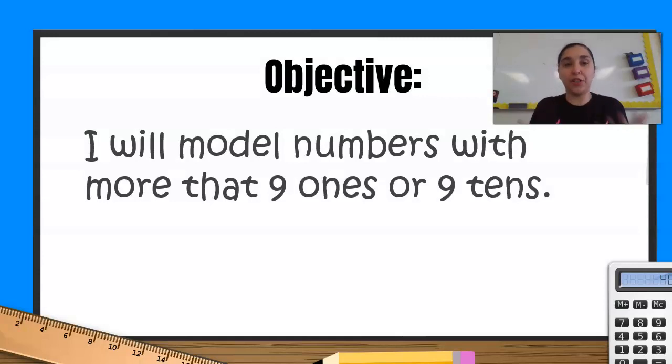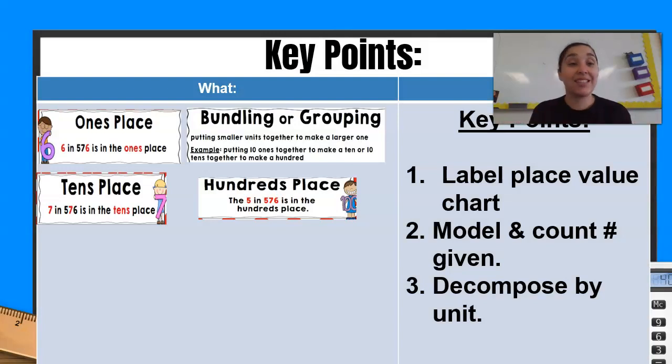What is our objective for today? What are we learning in today's lesson? Well, by the end of the lesson, you're going to be able to model numbers with more than 9 ones or more than 9 tens. Your turn to read the objective. Yes, you're going to model numbers with more than 9 ones and 9 tens. Same vocabulary words that we'll be learning, boys and girls: ones, tens, and hundreds, and the word bundle. By this time, you should already know what ones, tens, and hundreds are, and the word bundle is putting together.